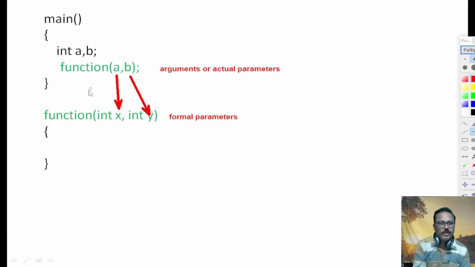This is called the function definition, where you write the name of the function, parameters, etc., and you write the actual code. So here at this point, you are invoking the function or calling the function. Which function are you calling? You are calling this function. So main is the calling function, and this function is called the called function.